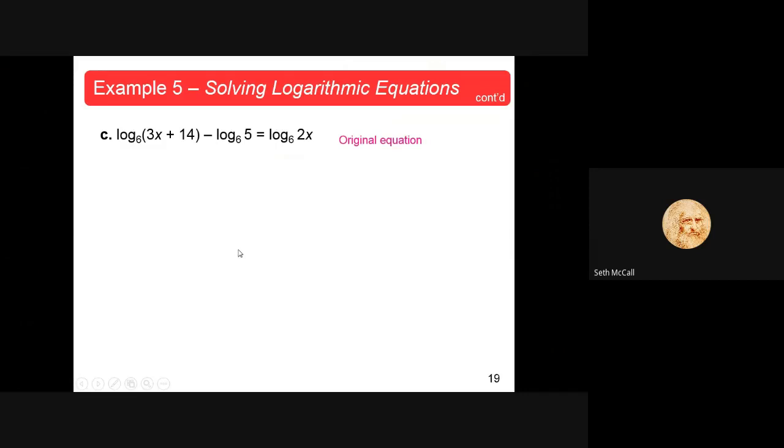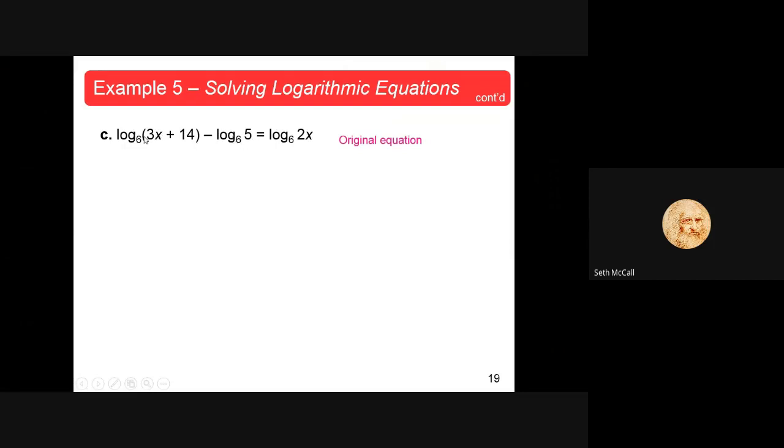All right, next one. This one's a little bit harder. You can see it's log base 6 across all of the logs. However, we have 2 logs on this side. And before you can utilize the one-to-one property, you've got to get the left-hand side condensed into one log expression, not 2. And another one of our log properties that we had learned allows us to condense this. And what it's going to utilize is the quotient property. So this is log base 6 of 3x plus 14, and that equals log base 6 of 5.